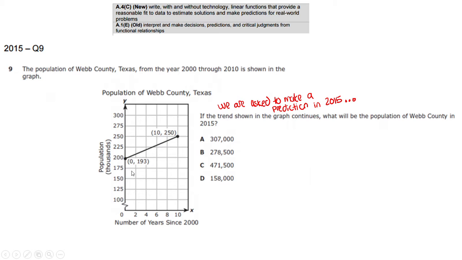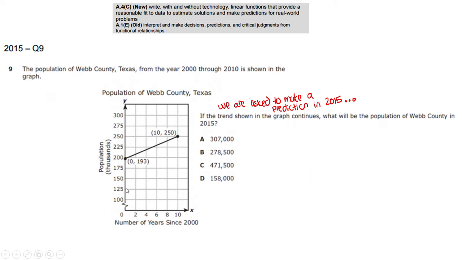Now, what you could have done if you didn't know today's lesson is you could have drawn a line out to where you think 2015 would be and then see where that hits the graph. But that's not a very accurate way to do this question, and you could make a mistake doing that. So here's a much better way to do this question.